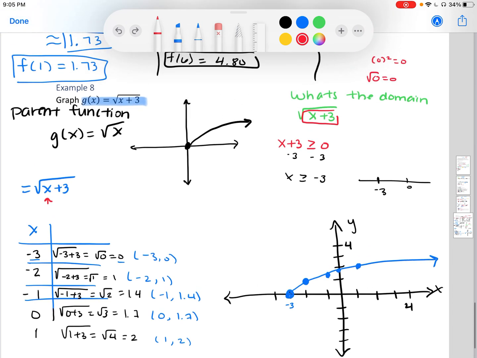And notice how it resembles our parent function for radicals. That was our parent function. So when we're dealing with square roots, it's always going to look something like that. It's very crucial that we take a moment to find this initial point, which is the first number that we start off with, because that lets you know where it starts and where it branches out to.